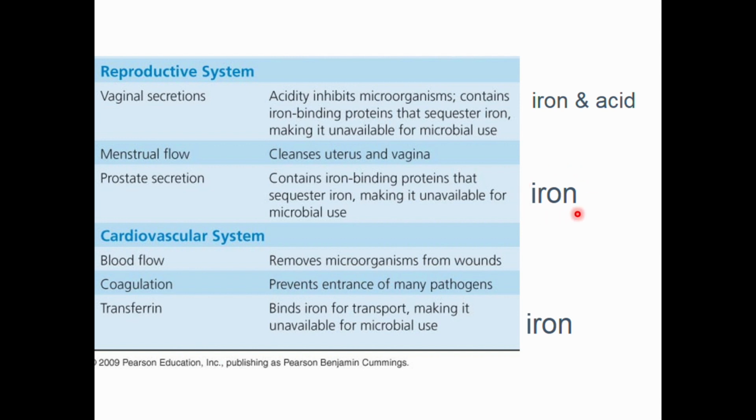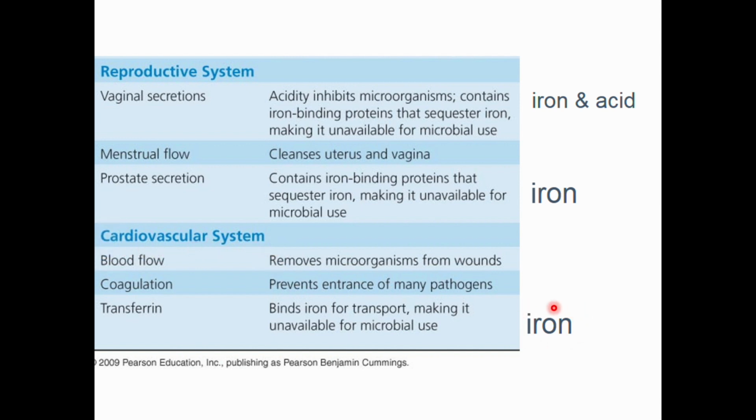A lot of bacteria require iron absolutely when they're growing in your body. So if you can keep iron away from them, they're not going to grow. And that's what these iron-binding proteins that sequester iron do. If we look in the cardiovascular system, again, iron is key.